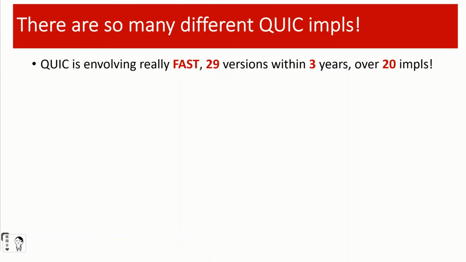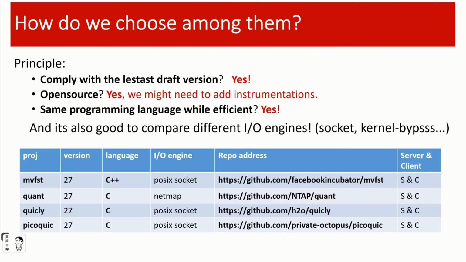what are the implementations we're going to test on? So the principle is quite straightforward. First, we need to look at whether the implementations are compliant with the latest draft version. And second, we need to look at whether the code is open source or not, because we might need to add some instrumentations inside the code to get some specific parameters of the performance we test.